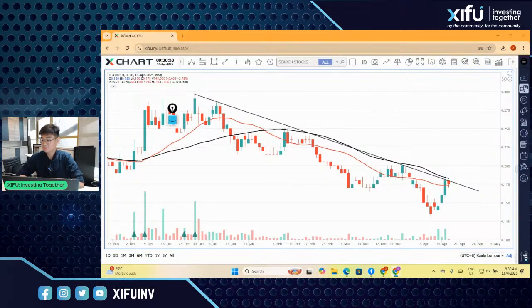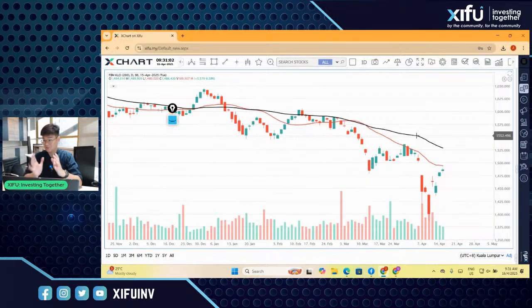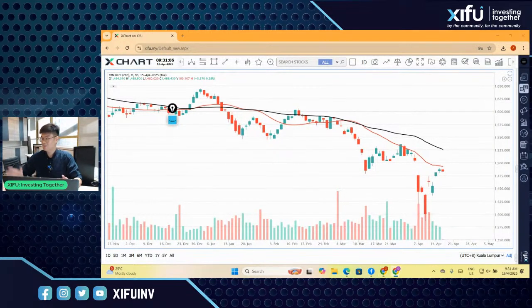All right, so we're going to start our session this morning. First of all, let's go into the overall FBM KLCI. Yesterday, at least a few counters actually started to do a little bit of reversal, which I think is great overall.